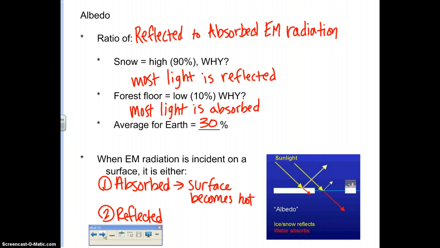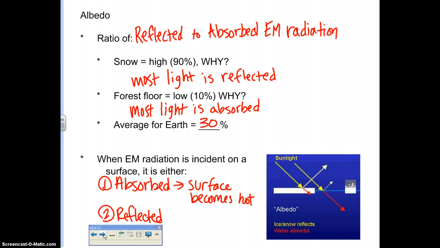Albedo is going to be something that will be introduced to you now. Make sure that you do understand this, okay? Albedo is the ratio of reflected radiation to absorbed radiation. Snow has a very high albedo, about 90%. Why is this? Because most of the light is reflected. Most light is absorbed, though, on the forest floor, so if we were comparing this to the Amazon, you would see that it would have a lower albedo. The average for Earth is 30%.